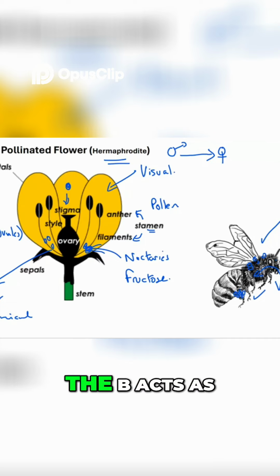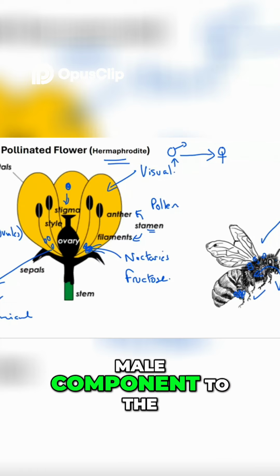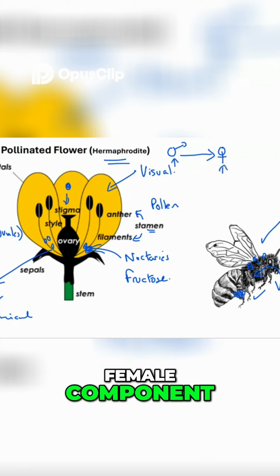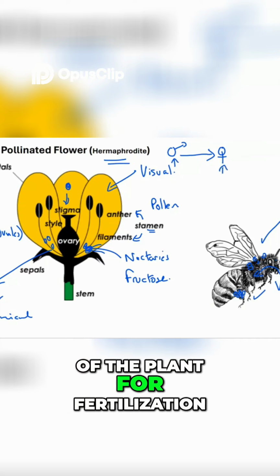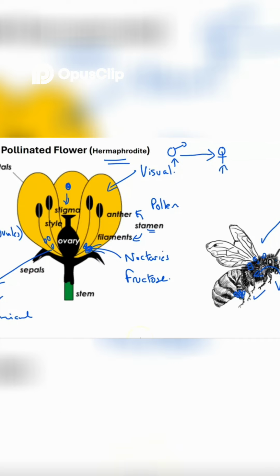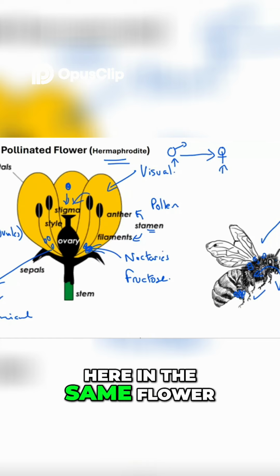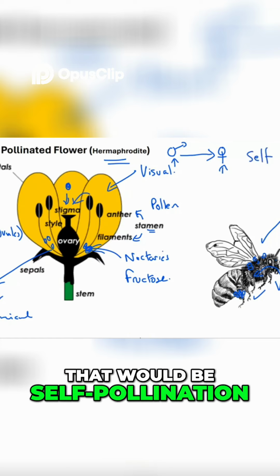And in this way, the bee acts as a vector, taking the pollen grain from the male component to the female component of the plant for fertilization. However, students will be aware that for pollen grain to go from here to here in the same flower, that would be self-pollination.